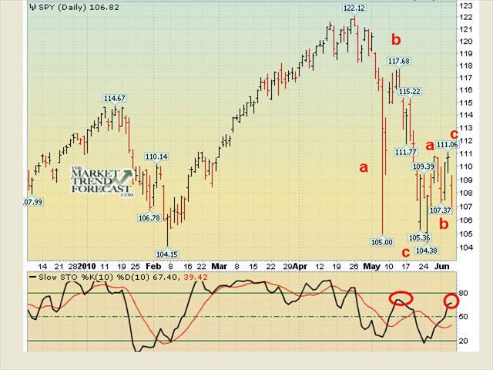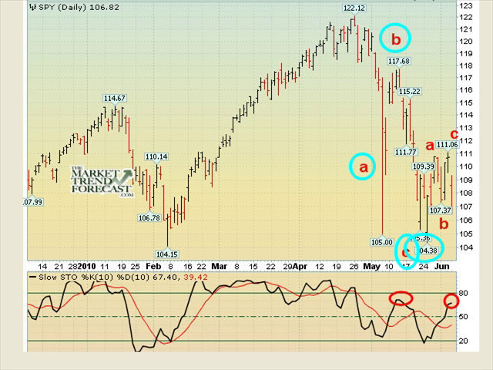We have here in front of us a chart of the S&P 500 via the SPY ETF, and we're going to take a quick review. You'll notice that I have put some labels on here to review prior forecasts. We had an ABC correction that ended on May 25th at 104.38, down in the lower right corner here.